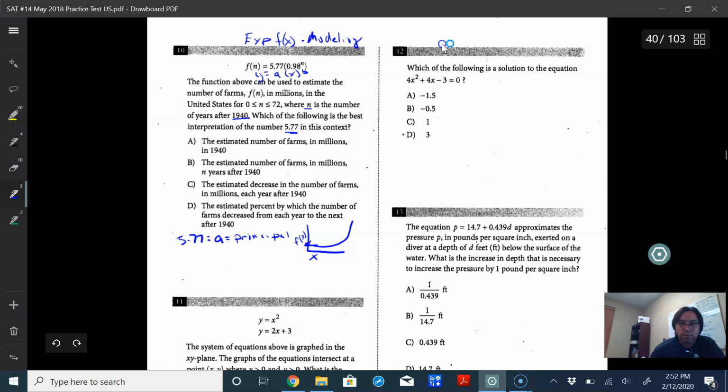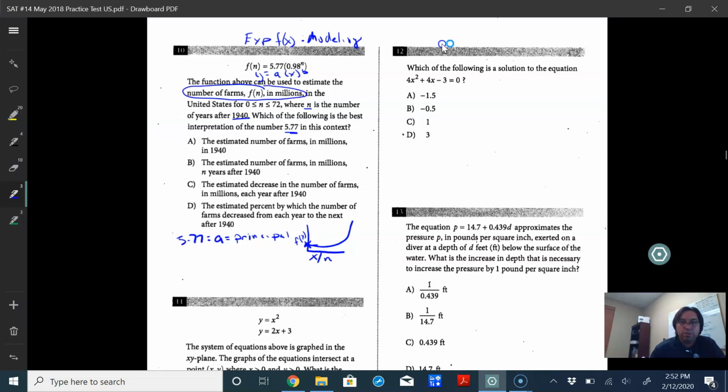And we start off here. So we're talking about what is the value at this point. So x is talking about years, right? So x or n, same thing, n here is talking about years, so anything dealing with years is not what we're talking about. And 5.77 is the principal, or is y, and y is the number of farms. It says the number of farms, f of n, in millions. So a is f of n in millions.